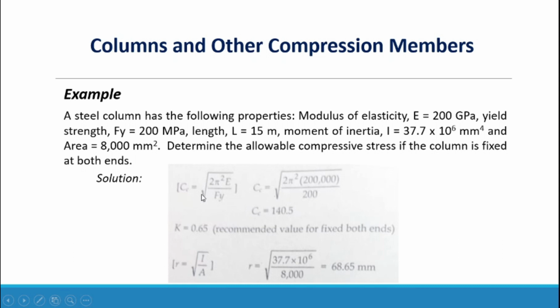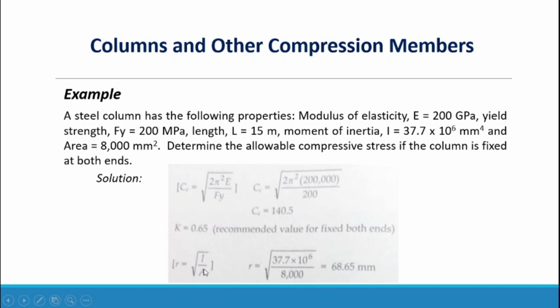Solution. The formula for critical slenderness ratio C sub C is equal to the square root of 2 pi squared E all over F sub Y, where E is 200 gigapascals and F sub Y is 200 megapascals. So C sub C is equal to the square root of 2 times pi squared times 200,000 for E all over 200 megapascals, and the value for C sub C is 140.5. For K, the given is that it is fixed at both ends, and the recommended value for K is 0.65.